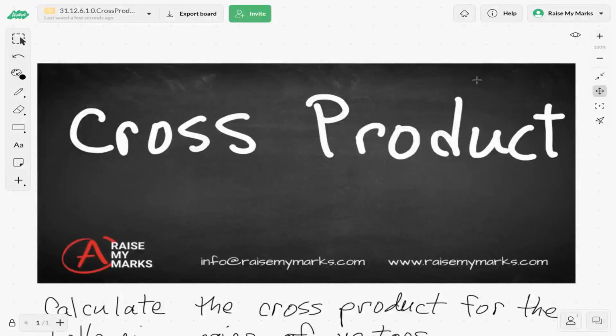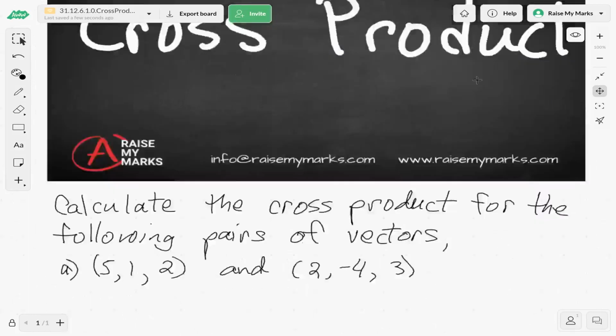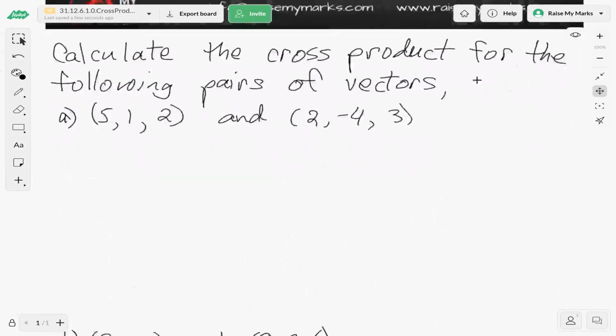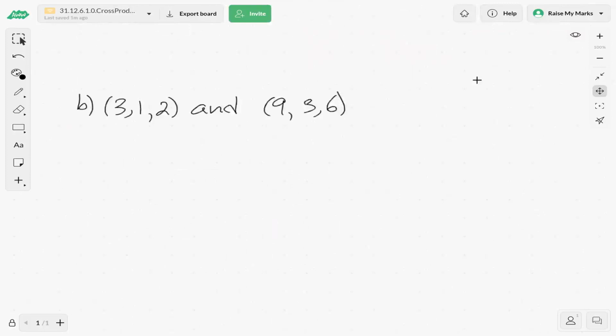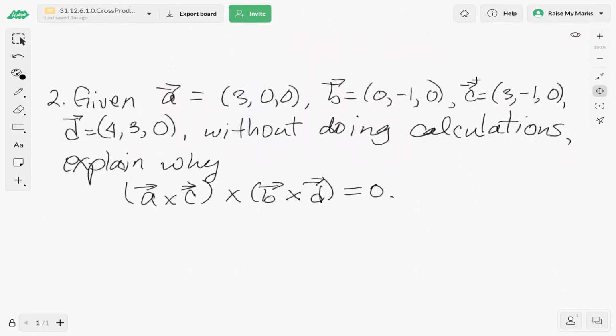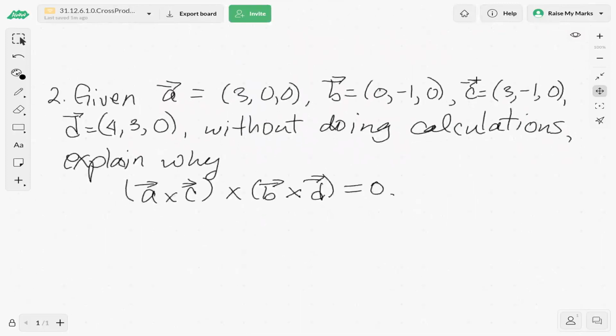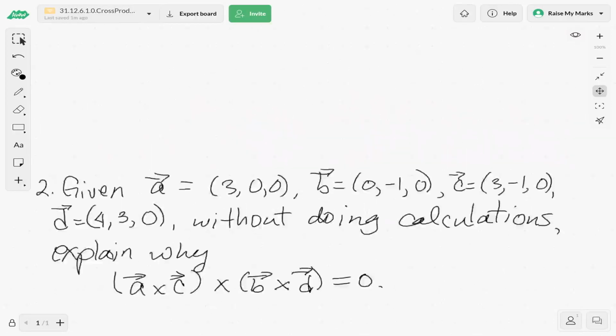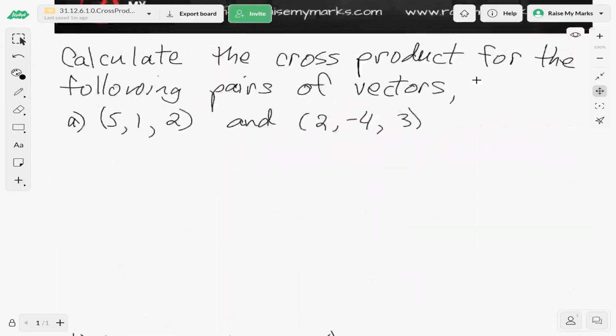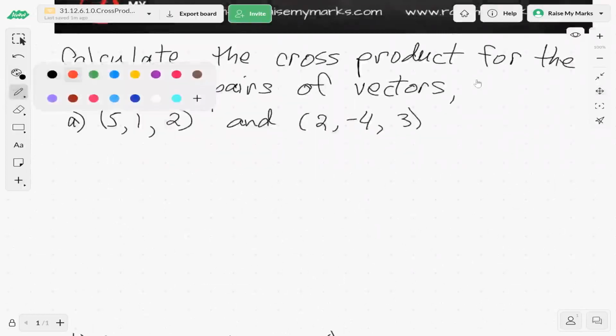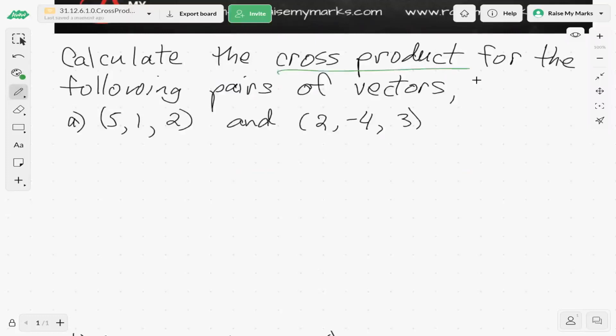Okay, so let's have a look at the cross product and what we're asked to do today. We're asked to calculate the cross product for the following pairs of vectors. We've got a couple of pairs of vectors here. We'll leave the second question till later, but for parts A and B, it's a direct calculation problem. So how do we calculate this cross product? How do we do this?